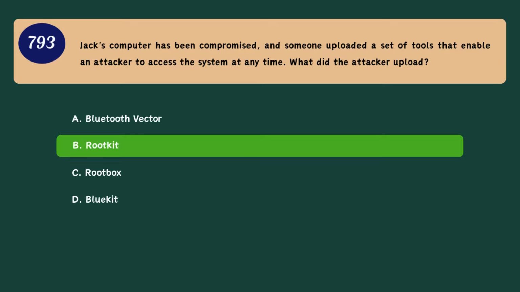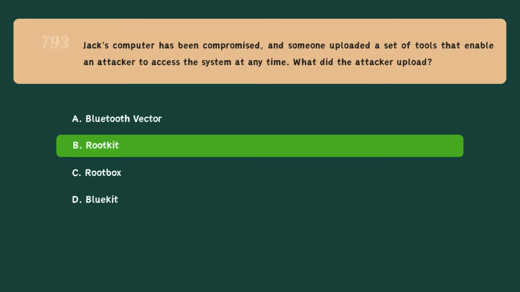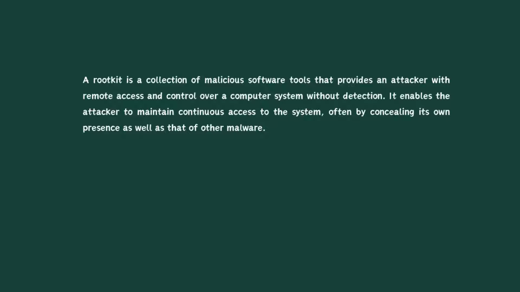Correct answer, B. Rootkit. A rootkit is a collection of malicious software tools that provides an attacker with remote access and control over a computer system without detection. It enables the attacker to maintain continuous access to the system, often by concealing its own presence as well as that of other malware.